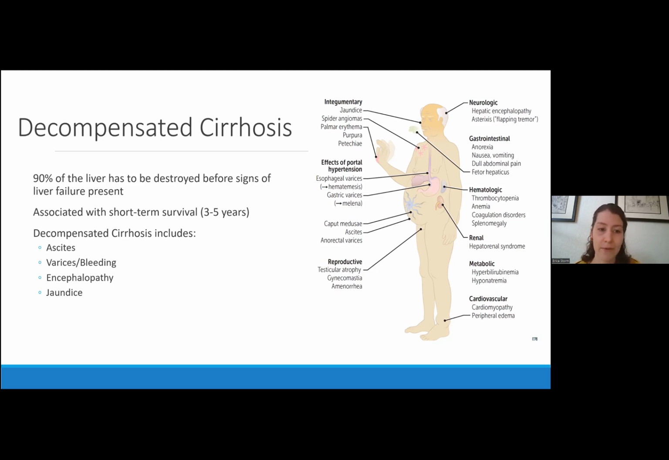I would say that 80% of the professional societies incorporate 4 major pillars, and that's ascites, varices, encephalopathy, and jaundice. Some societies and some researchers will incorporate things like SBP or hepatorenal syndrome under this umbrella, but I would argue that those are really like an if then plus or minus thing. I would really focus when you think of decompensated cirrhosis on these 4 components.